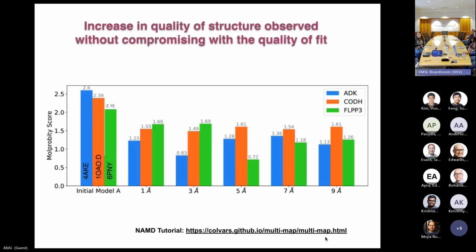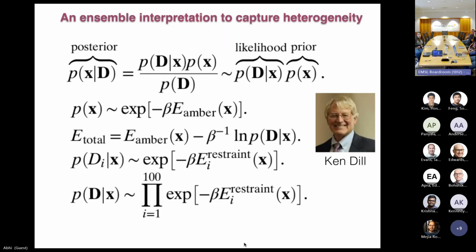Then, of course, because we're using a new kind of potential, the issue of overfitting structure to the density goes away. And we actually start getting better, what you call molprobability scores or better stoichiometry codes. Again, this code is also available and people can use that. So then finally, we did one more thing.